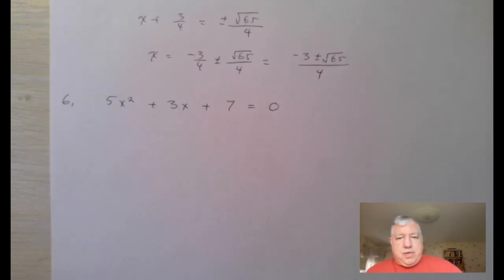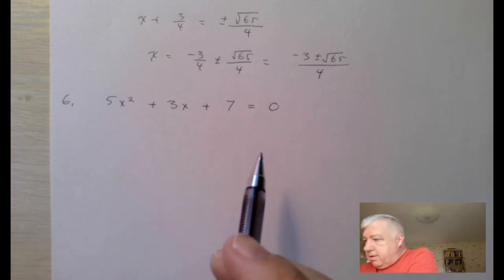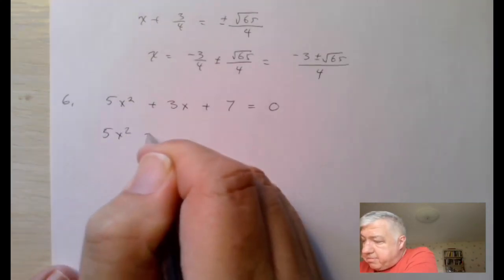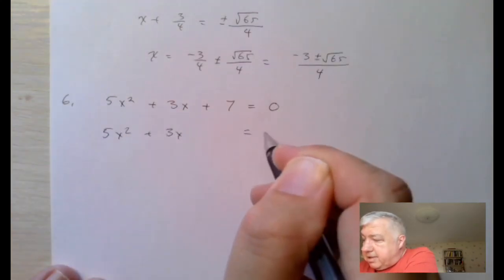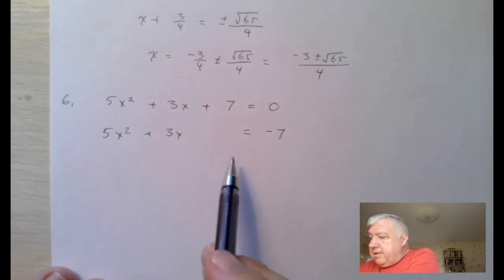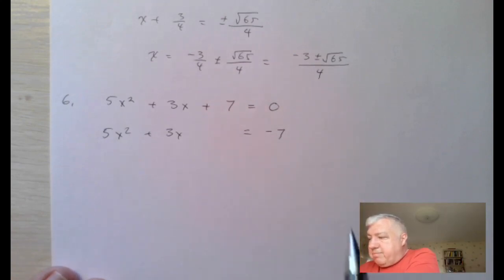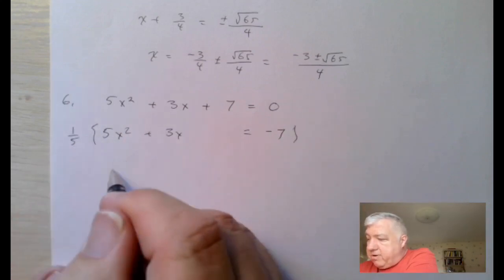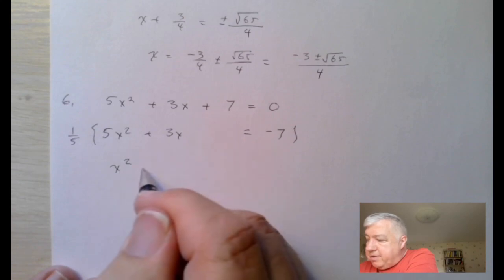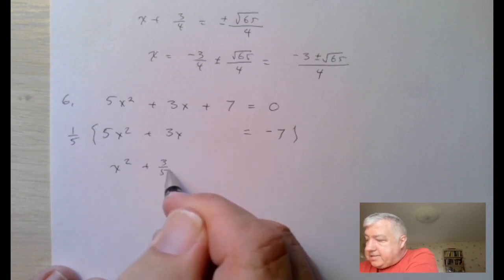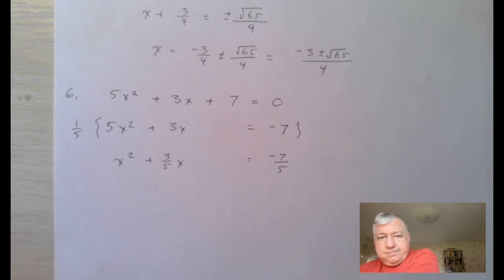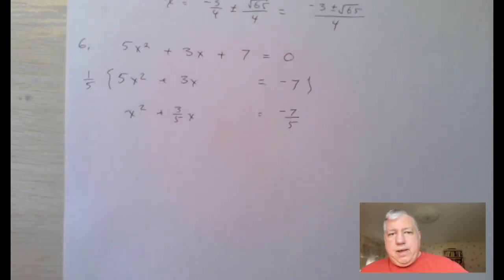If we try to do the same thing for this one, 5x squared plus 3x plus 7, let's take the 7 again to the other side. So we'll have 5x squared plus 3x equals negative 7. We have to subtract 7 from both sides. Now we'll divide everything by 5, or multiply by 1/5. So this becomes x squared plus 3/5 x equals negative 7/5.